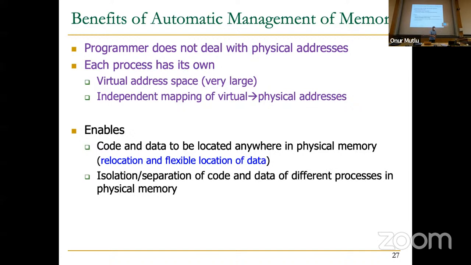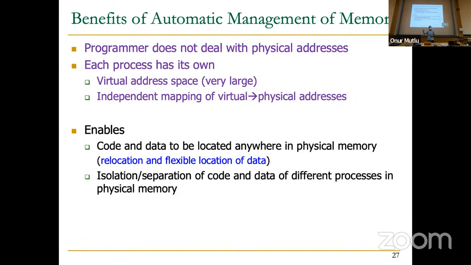This also enables you to isolate or separate code and data of different processes. Different processes don't use physical addresses, they use virtual addresses. And if they used physical addresses, think about different processes using physical addresses. They have to be separated from each other somehow, right? Or you have to have some mechanisms to separate them. And virtual memory provides a mechanism to essentially separate different processes from each other.